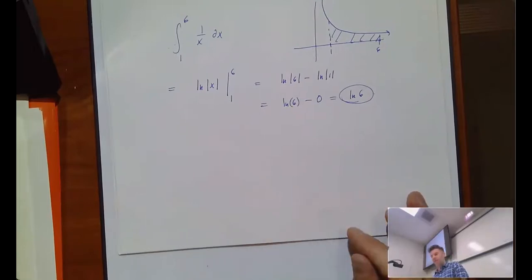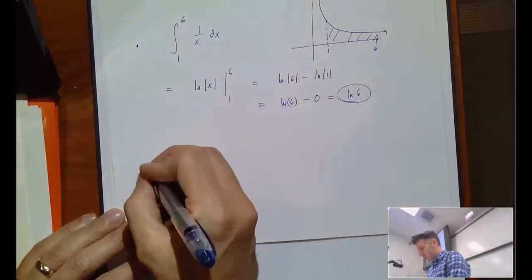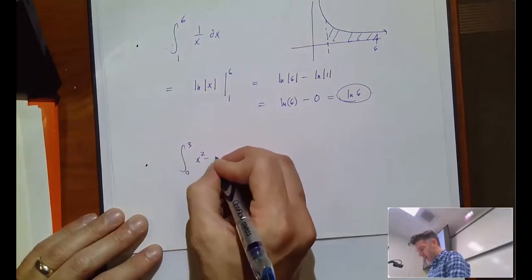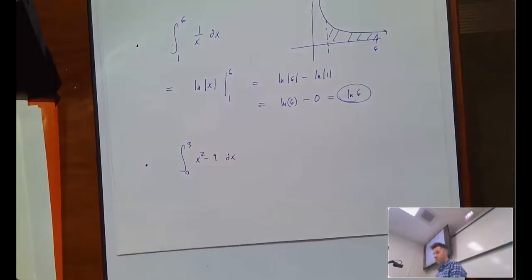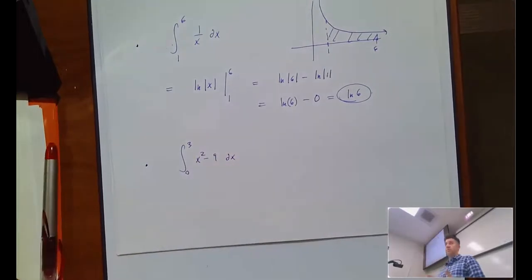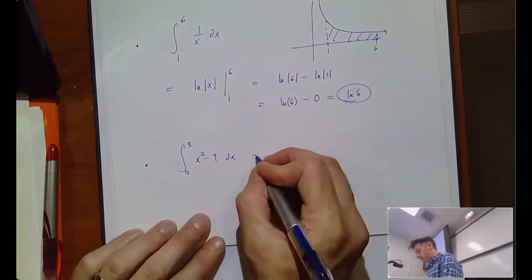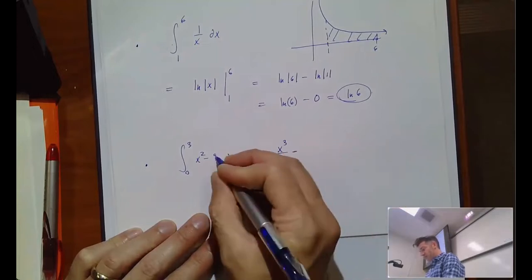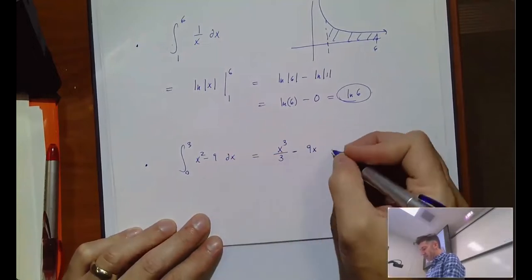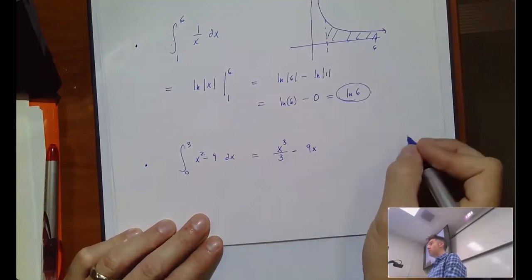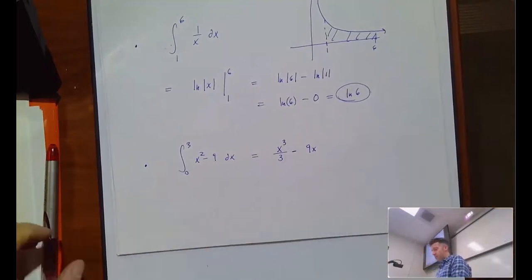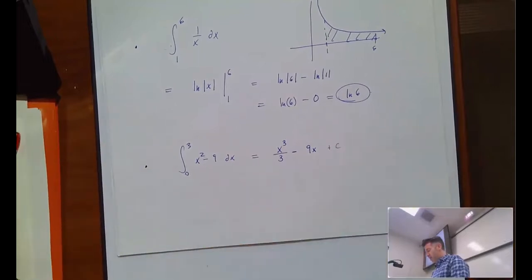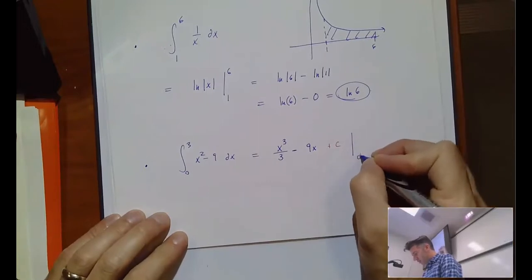Let's look at, we got time. Let's look at a couple more examples. Let's say we wanted to find the integral from 0 to 3 of x squared minus 9. Okay, same process. Antidifferentiate. The antiderivative of x squared is x cubed over 3. The antiderivative of 9 is 9x. I don't need a plus c. You could write it. In fact, let's write it this one time. And then we're evaluating between 0 and 3.